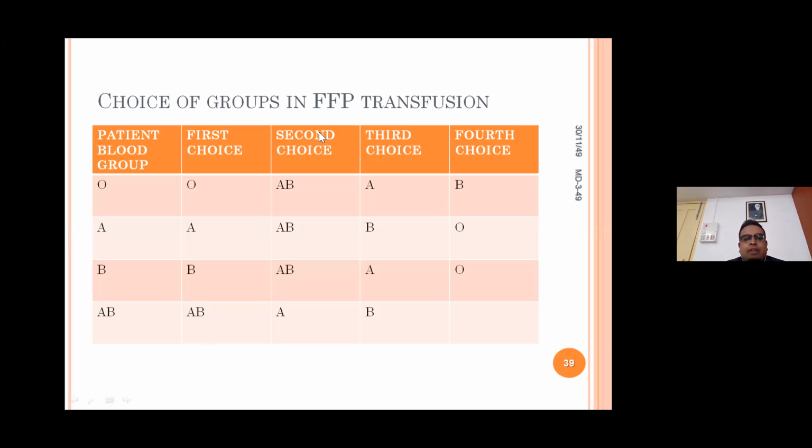So, choice of groups again in FFP plasma. Now, AB plasma is a neutral plasma. So obviously the second choice for all the cases is AB plasma. If the patient's blood group is O, the first choice is always the patient's blood group. But the second choice is always AB, because AB is a neutral plasma. It does not contain any antibody. So that is why the second choice is always AB here. And the third choice, accordingly, we have A and B respectively.